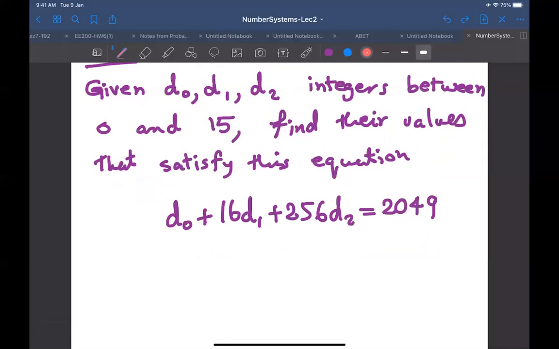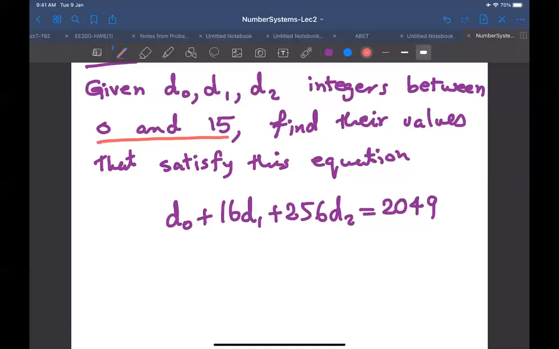What can we, let's say, guess from this piece of information? Choose one of the D's to be 0, and we solve for the other D. That doesn't guarantee the solution, no. But let's start with baby steps. Now 0 to 15, what does it tell you?